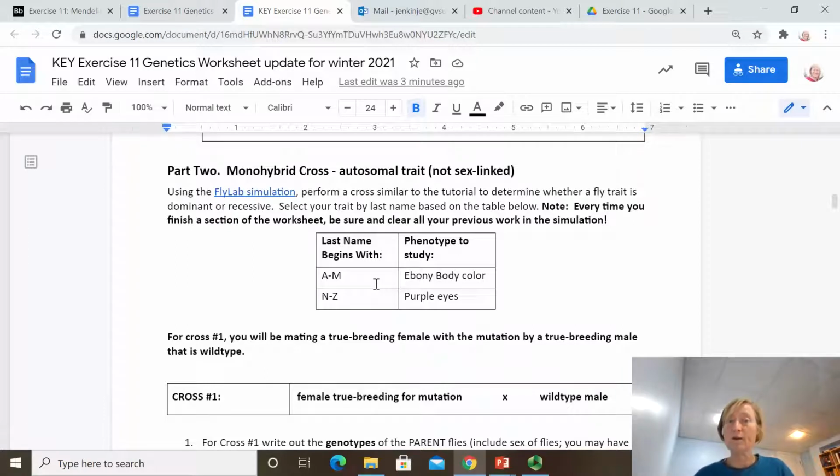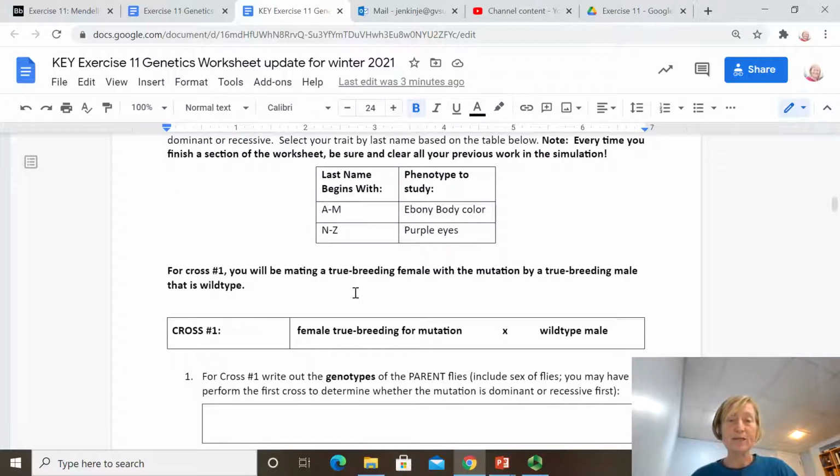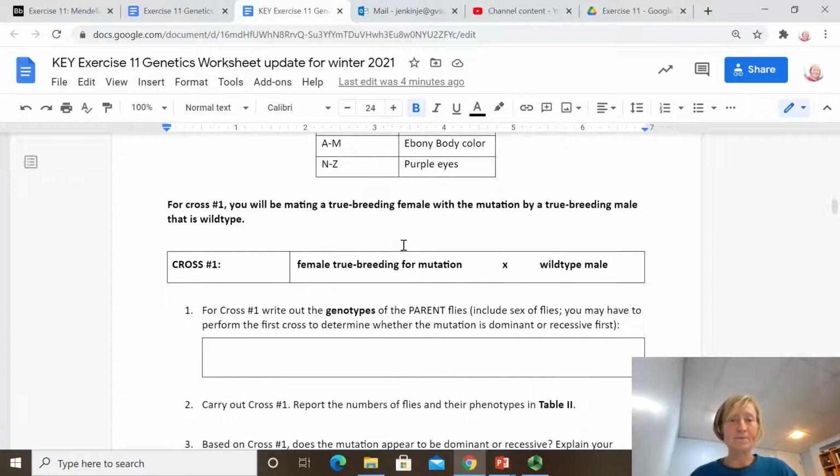My last name is Jenkins, so I'm going to study ebony body color. It's not sex-linked. I know that already. I don't know if it's dominant or recessive. And I'm going to be making a cross between a female that has the mutation of ebony and a wild-type male. People who have last names of N through Z will be working with the purple eye trait, okay?